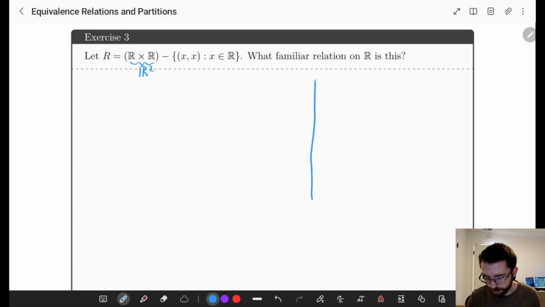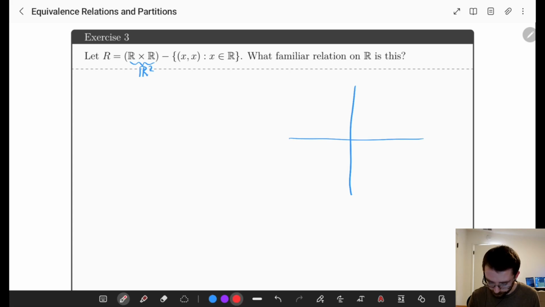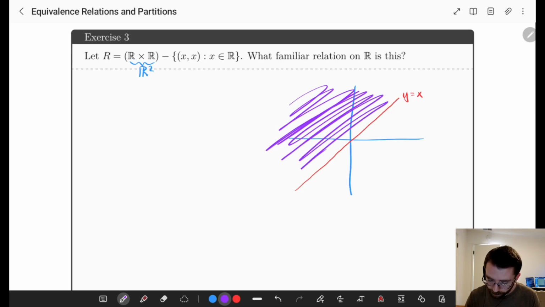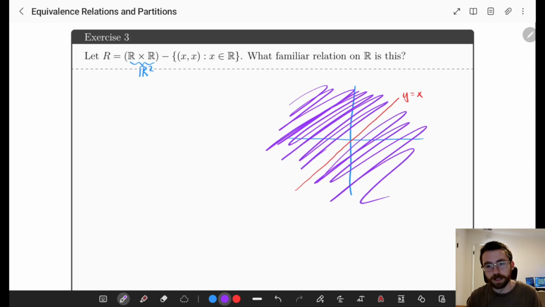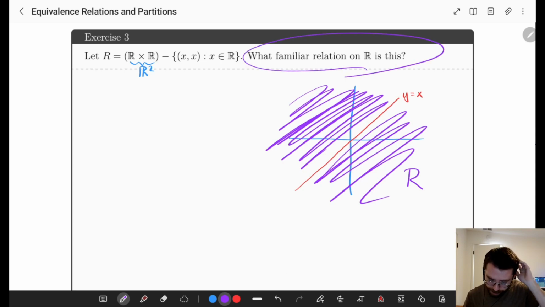That's the line y equals x. Right, so here's the line y equals x within the Cartesian plane. And the relation is actually everything except for that. So you imagine it as the plane with that diagonal line deleted. The relation's in purple. Cool. What familiar relation on the real numbers is this?